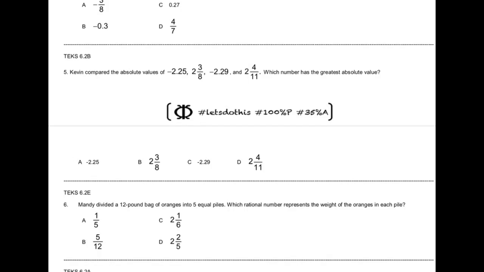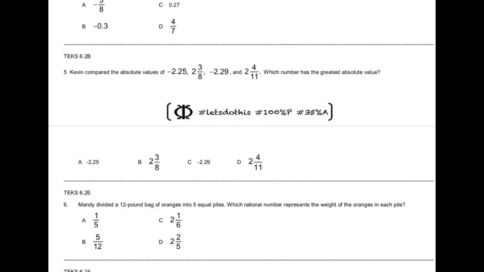Kevin compared the absolute values of negative 2 and 25 hundredths, 2 and 3/8, negative 2 and 29 hundredths, and 2 and 4/11ths. Which number has the greatest absolute value?